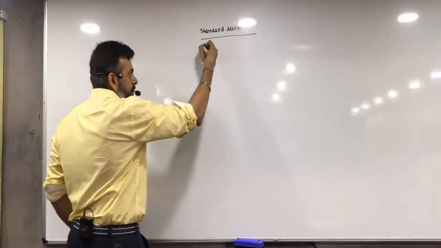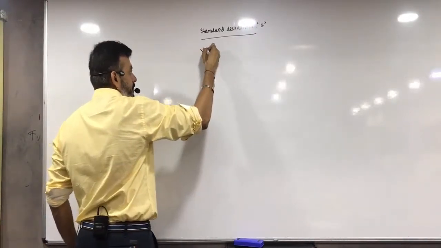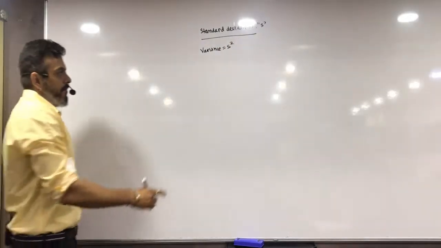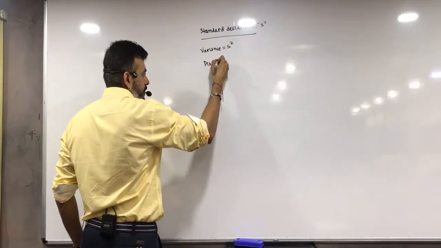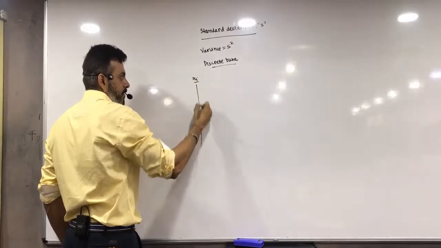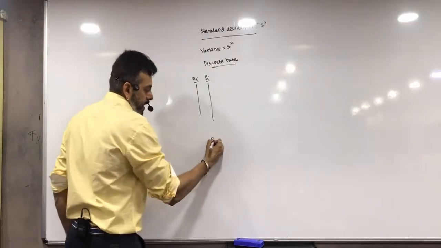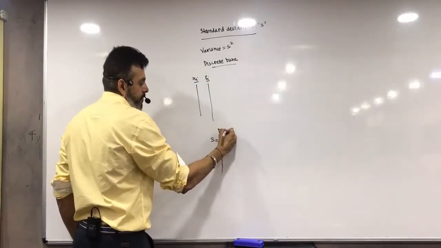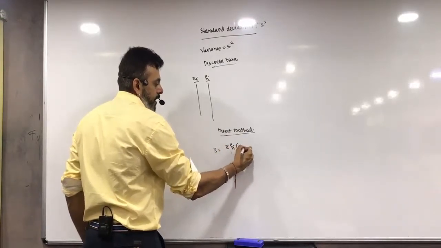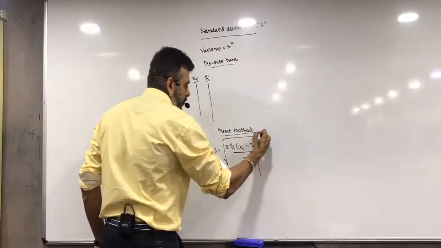Now standard deviation is denoted by the symbol small s, and variance is equal to s square. Today we are going to see the formula for discrete data. What is discrete data? You have xi and you have fi. For discrete data, standard deviation by the direct method is equal to the square root of sigma fi (xi minus x bar) the whole square upon n.